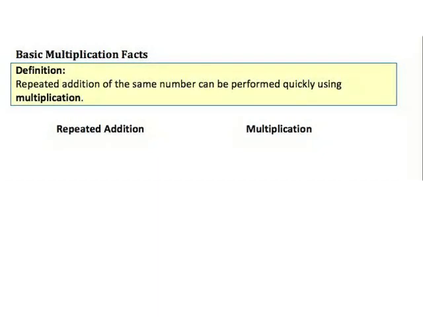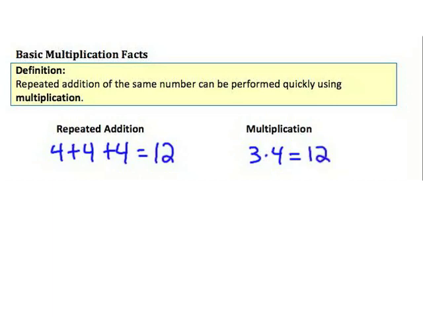We'll start with a definition. Repeated addition of the same number can be performed quickly using multiplication. Let's say, for example, I'm adding 4 3 times. I could add these together. The first two 4s, 4 plus 4 is 8, plus 4 again is 12. I could have come up with this answer of 12 more quickly using multiplication. Since I was adding 3 of these 4s, I could have simply multiplied 4 times 3 to come up with an answer of 12. Anytime you find yourself repeatedly adding the same number, use multiplication to get to the answer more quickly.